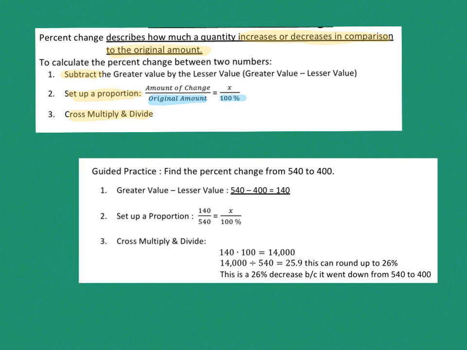Percentages are always out of 100. And the amount you get when you subtract goes up here. So I'm going to write, this is the amount after you subtract. The amount of change is the number you get after you subtract.